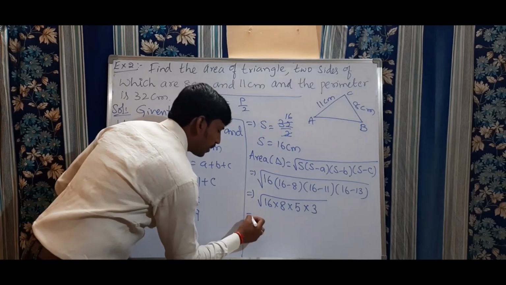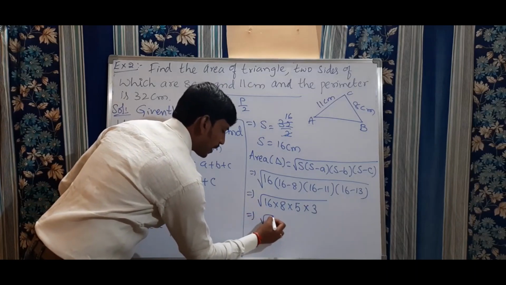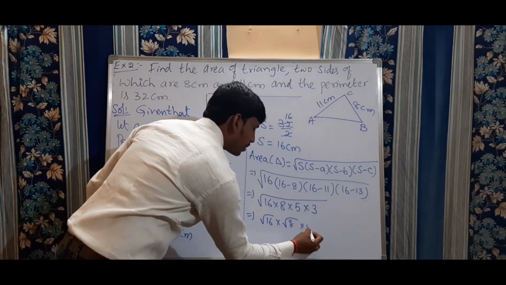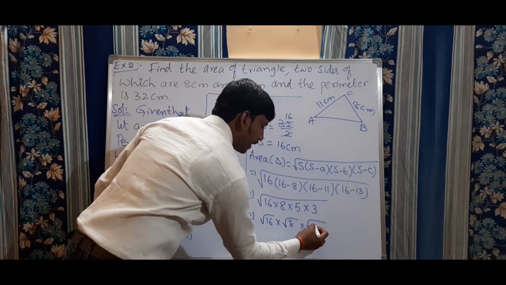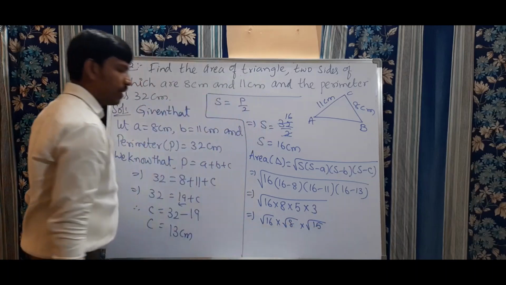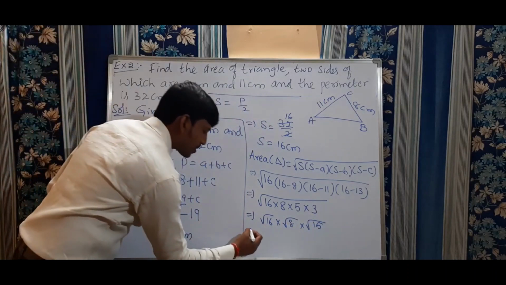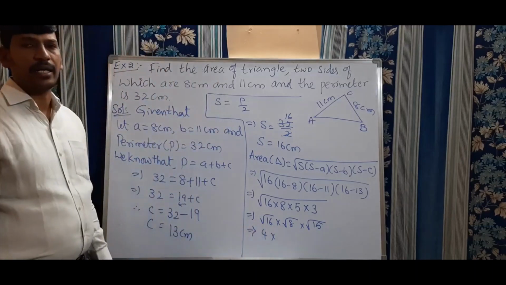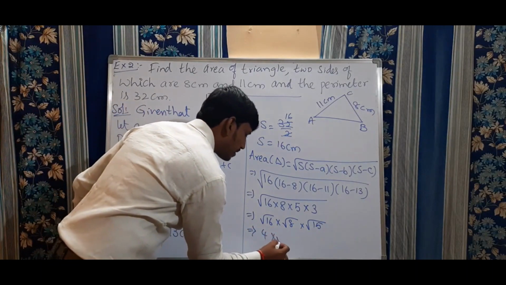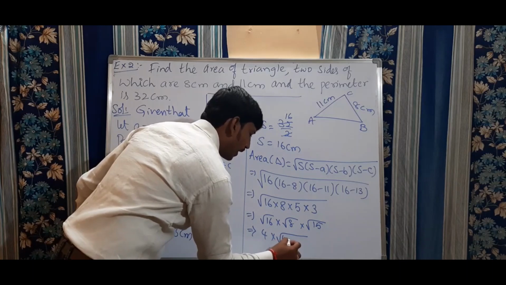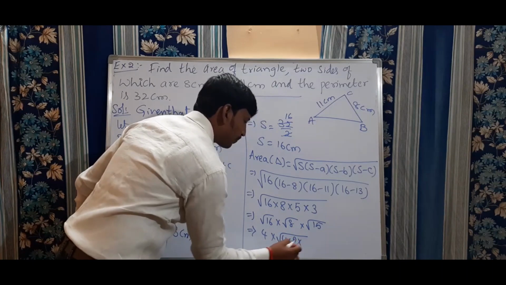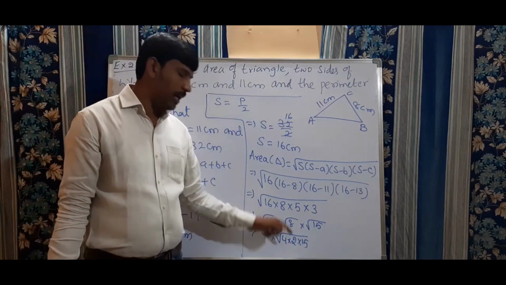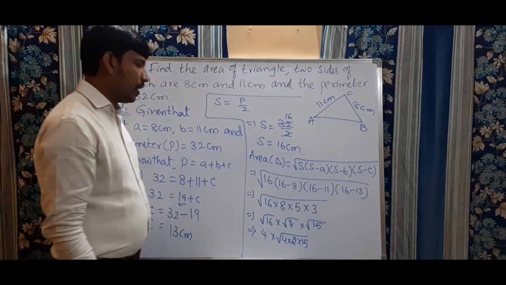Now coming to the square root of 16 into the square root of 8 into the square root of, I am multiplying 5 into 3, that is 15. Okay. Now the square root of 16 is how much? That is 4. And the square root of 8 can be written as square root of 4 into 2, into the square root of 15 as it is. Right? Again the square root of 4 will come outside. That will become 2. Okay.